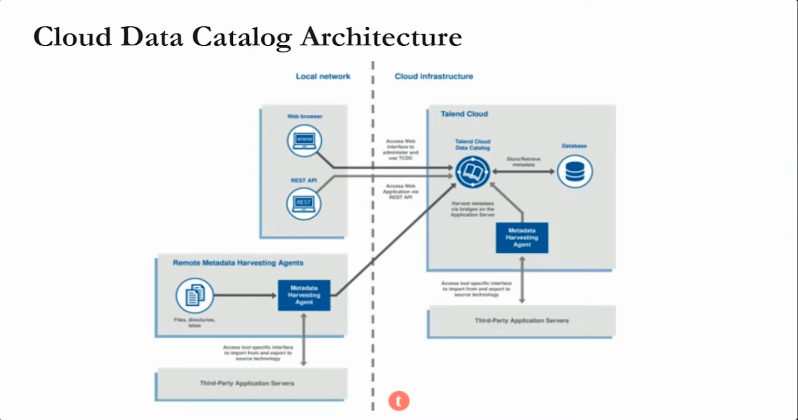Now, what you're seeing over here to the left is if you want to harvest anything that's not in this embedded harvesting agent or something that's behind your firewall, you'll need to create a remote agent in addition to the one that's embedded to access all of the other data source systems that you want to harvest into the catalog, such as your third-party applications behind your firewall or that are not supported in the embedded agent.